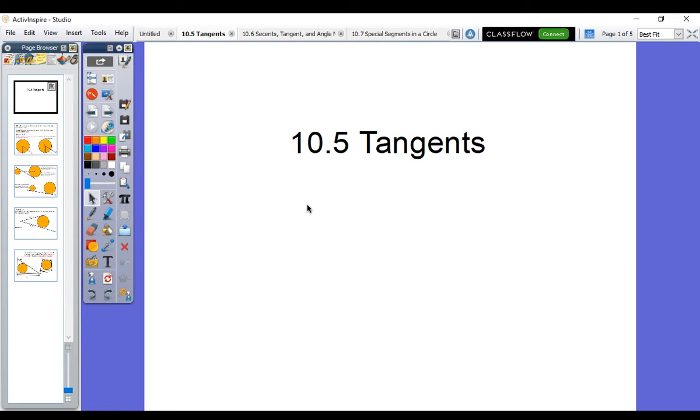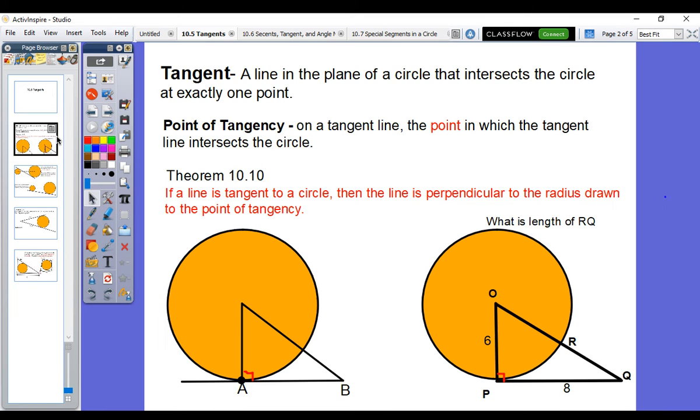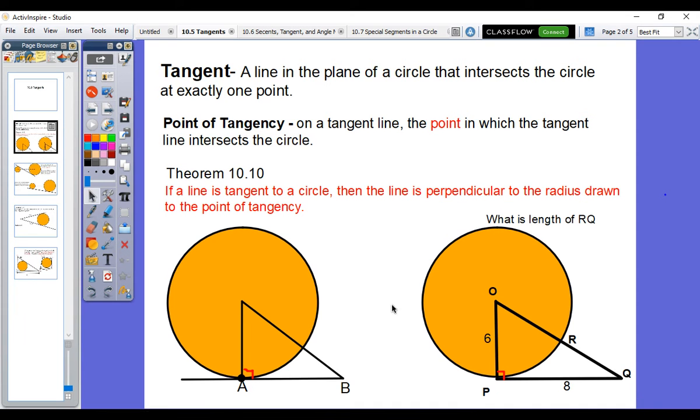We're talking about the tangents. We talked about tangent before, in trigonometry, but now we're talking about tangent as far as a line. A tangent line is a line that exists out in space, but in relation to a circle, it touches that circle once. A line that's tangent to a circle touches the circle once at the point of tangency. That's that point right here, where the circle and the line meet.